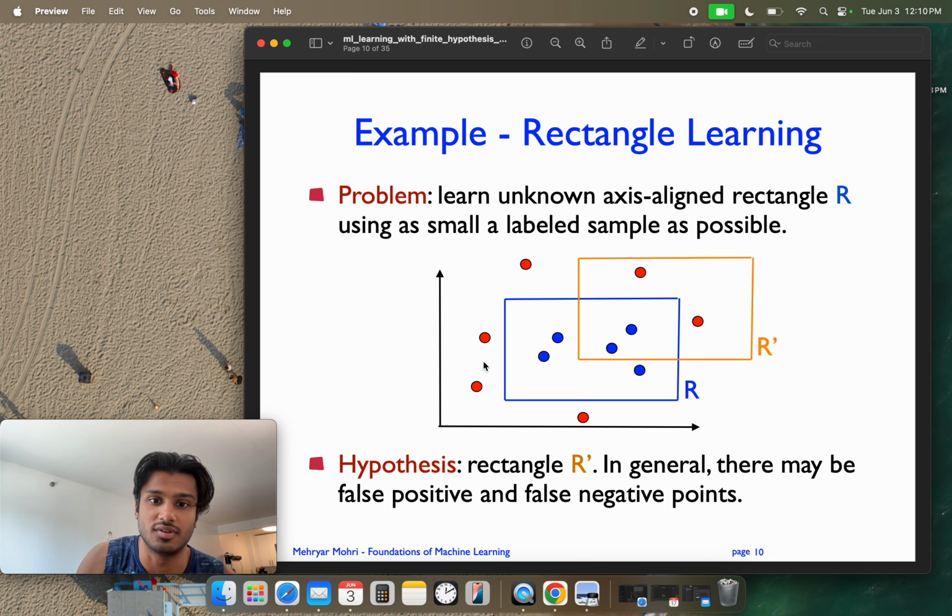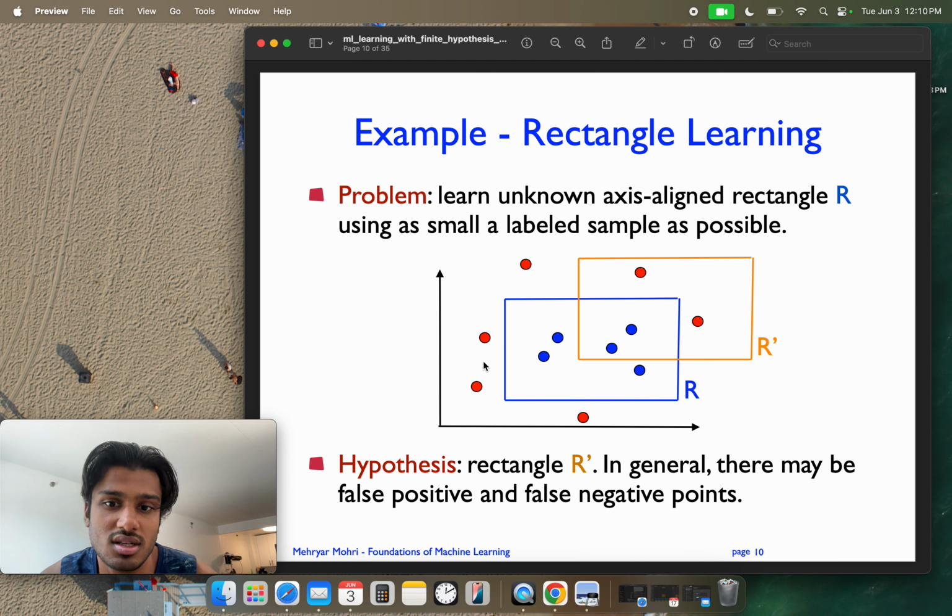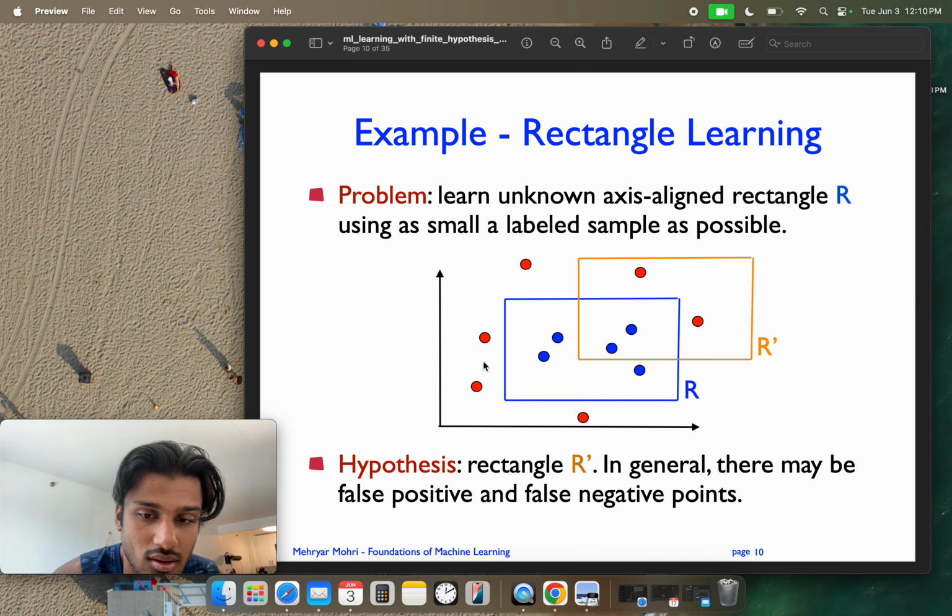Now let's get to an example of this: learn an unknown axis aligned rectangle using a small labeled data. Just forget the two rectangles. What you have is dots on the 2D plane, and their labels. Let's say blue is +1 and red is 0. What you need to give me is an axis aligned rectangle. That's the concept class, all axis aligned rectangles. And I need to know if it's PAC-learnable or not.